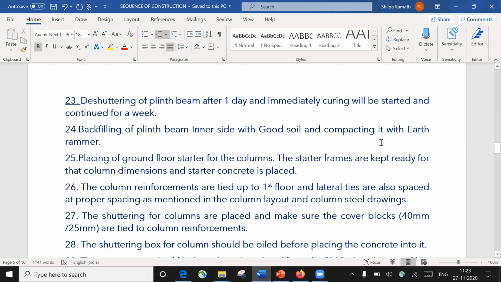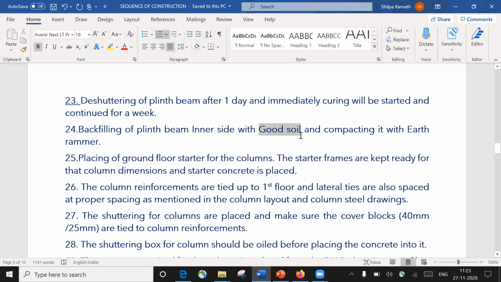Again, the same procedure. In this case you can fill it in one layer, because the depth of the plinth beam will usually be 300 or 450 mm. So 300 mm or 450 mm of soil can be filled at once, and you have to do proper compaction with the help of a plate compactor or monkey rammer, and do the consolidation, so that you get a good soil. Again, it's mentioned here, with a good soil, right?